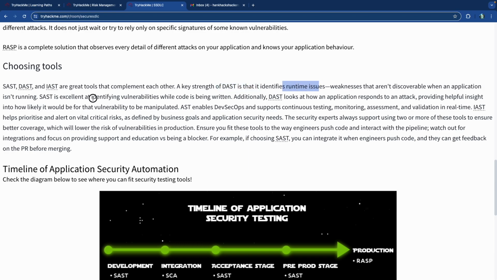SAST is identifying vulnerabilities while the code is being written. DAST looks at the application responding to an attack, providing insight. AST enables DevSecOps and supports continuous testing, monitoring, and assessment. IAST helps prioritize and alert on the vital, critical risks.